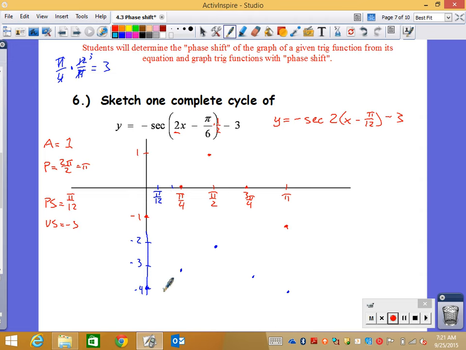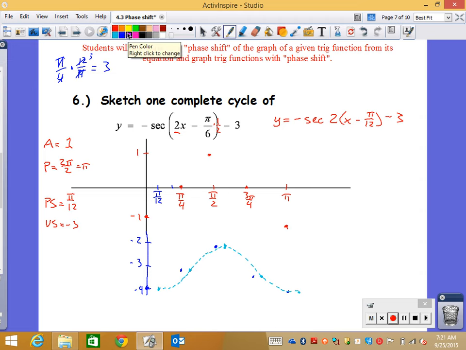So this will just get moved over a little bit, over a third of an interval. Okay, so this is my graph of negative cosine 2x minus pi over 12 minus 3.